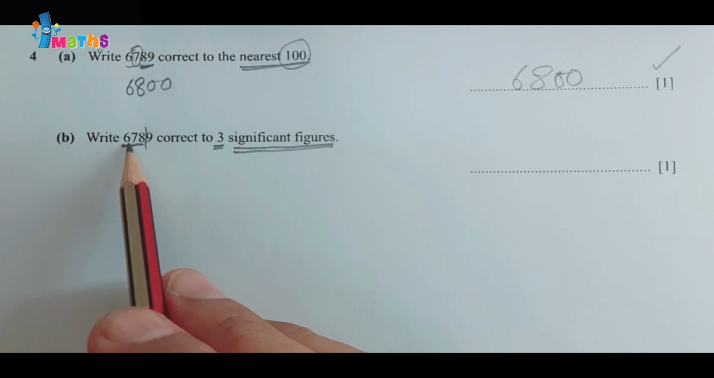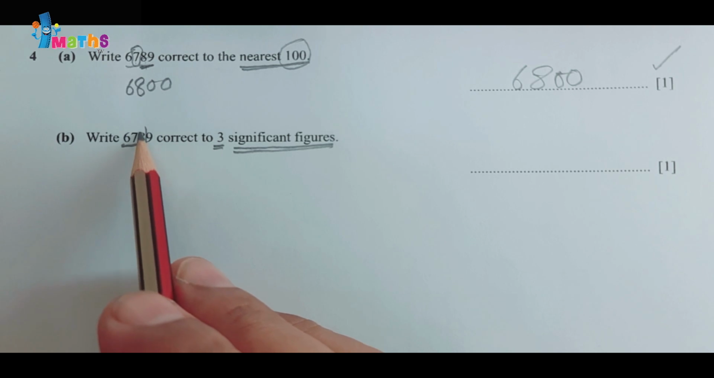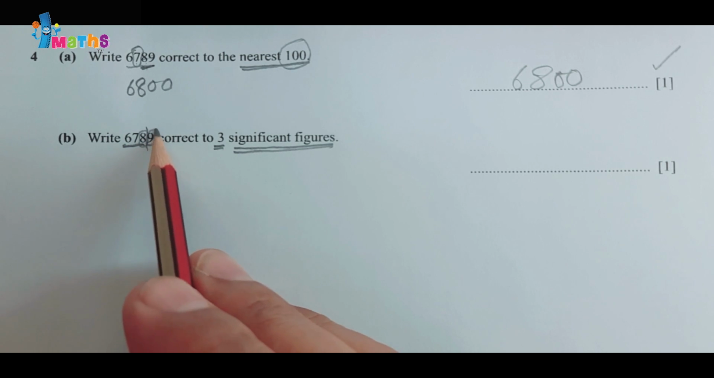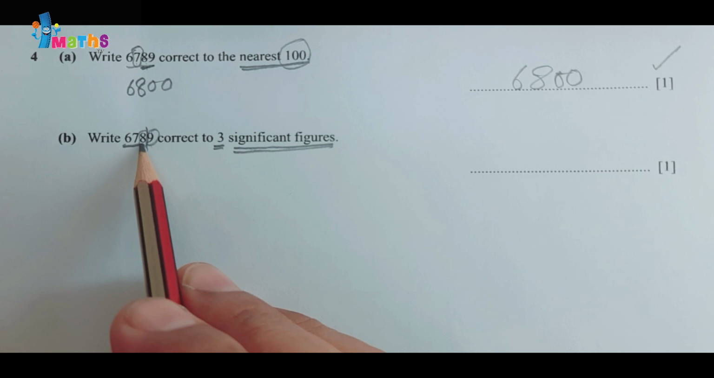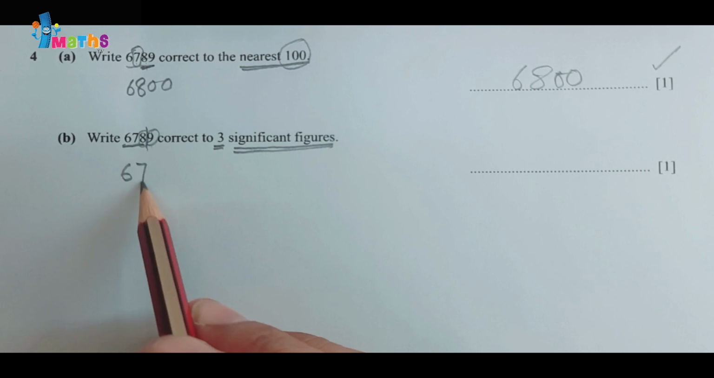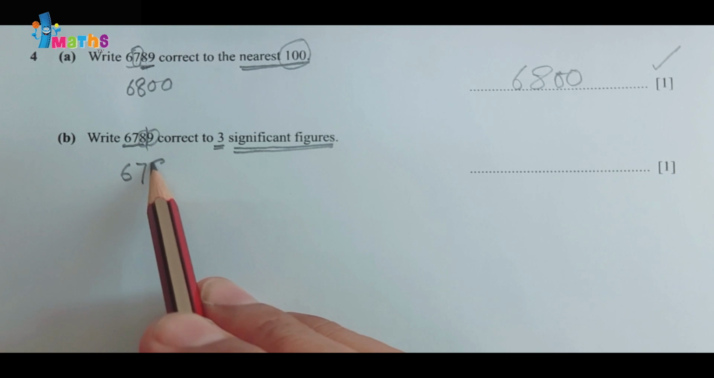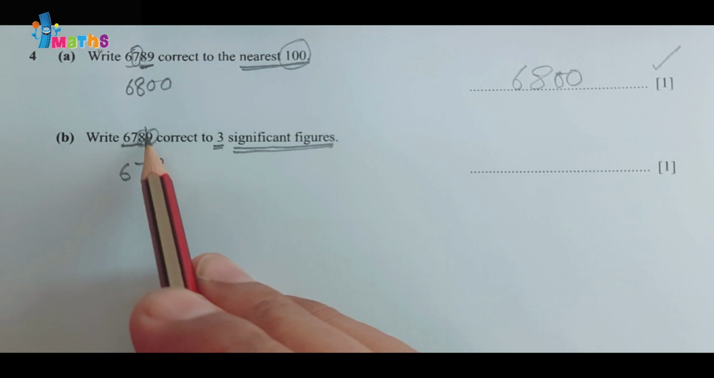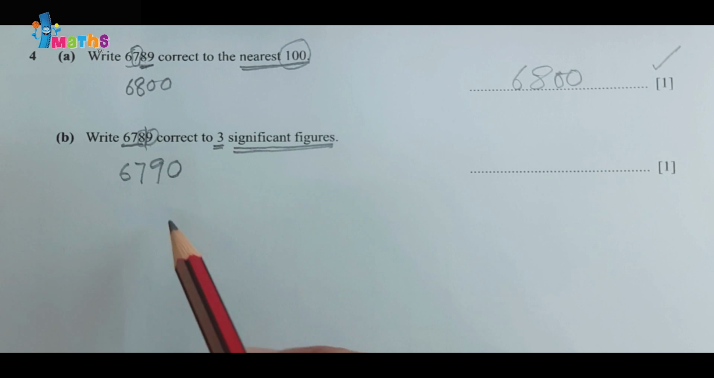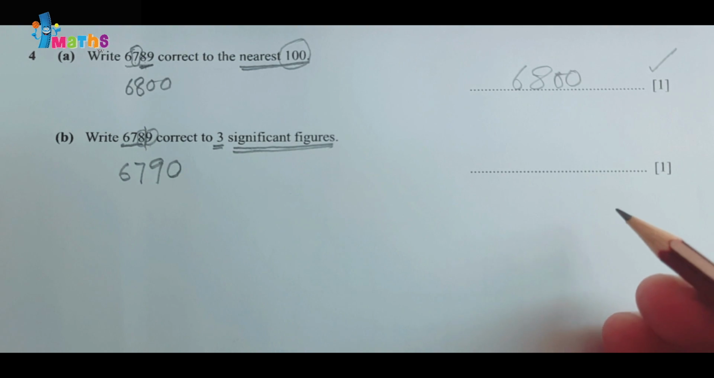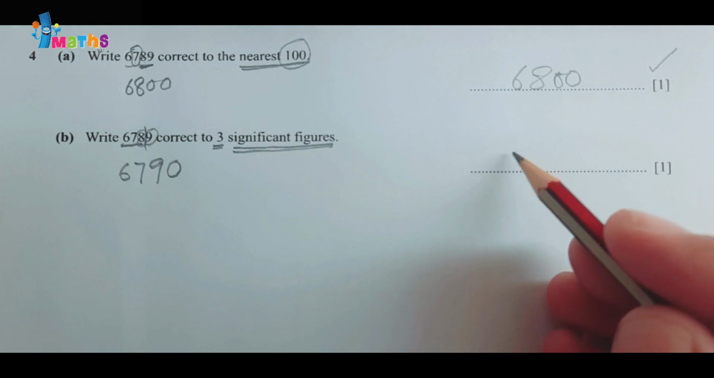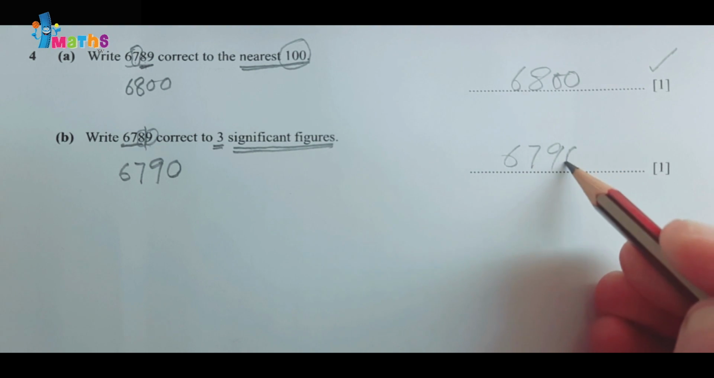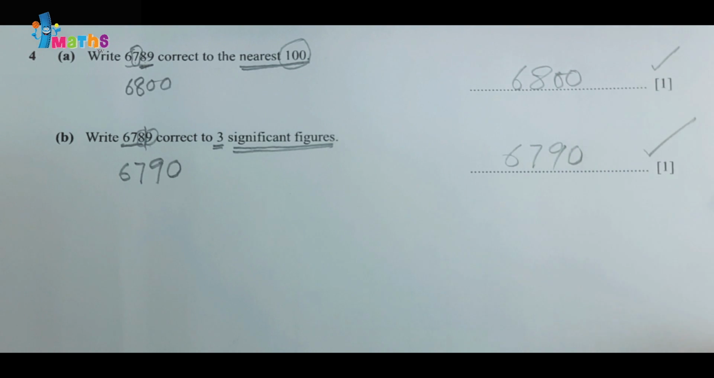So this one, 8 is to be rounded, and the next number 9 is more than 5, so we'll add 1 to 8, so it will be 6, 7, and instead of 8 we will write 9, and we'll change this 9 to 0. So our number correct to 3 significant figures will be 6790. This is also 1 mark question, so you got 2 marks for these parts A and B.